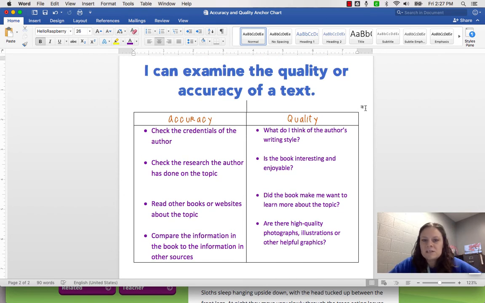In any nonfiction text that we have, we always want to be thinking to ourselves, can I trust this book? And is this a quality book? In real life, you want to be thinking those things too. When someone tells you something, you don't just want to believe everything that you hear, right? We want to make sure that it's accurate and reliable. It's a quality piece of information that we can trust. That's what we're doing today as readers, making sure that we're examining the quality or accuracy of a text.